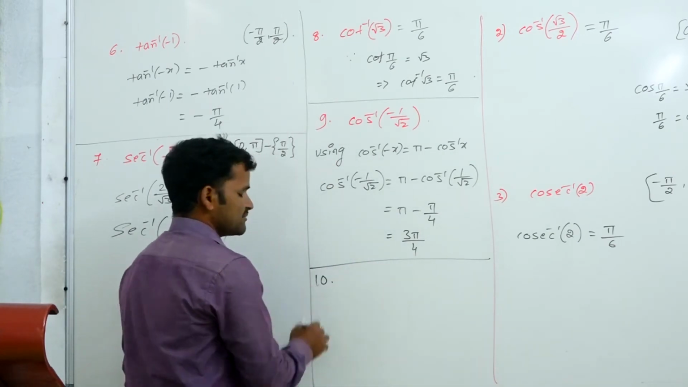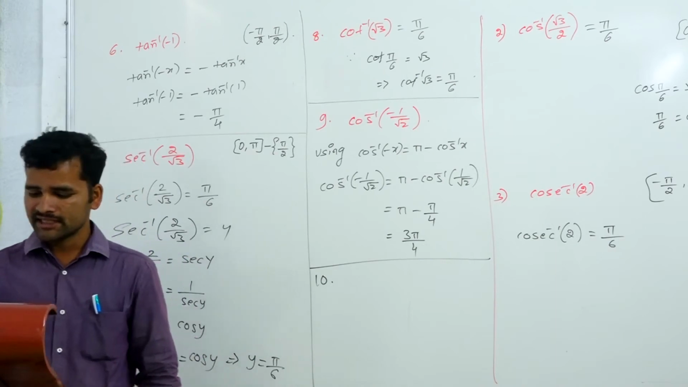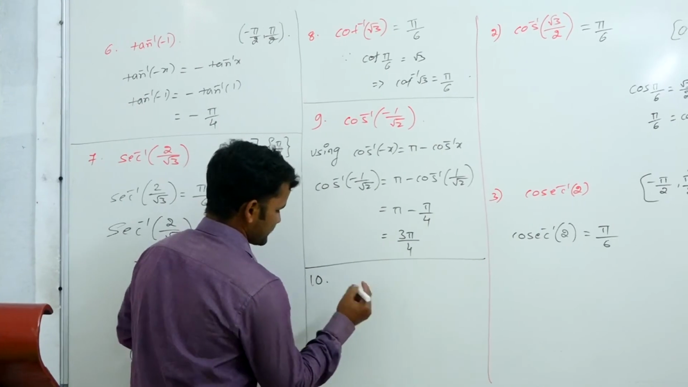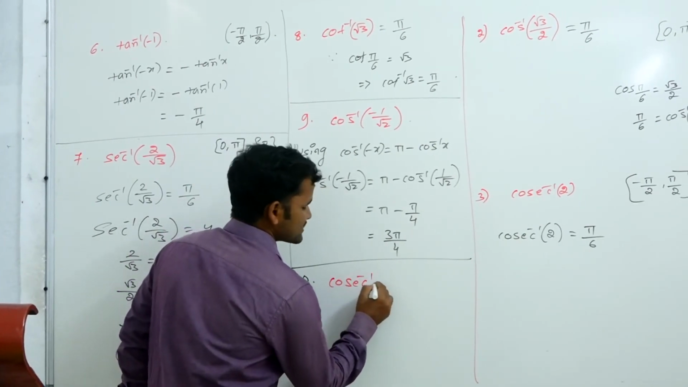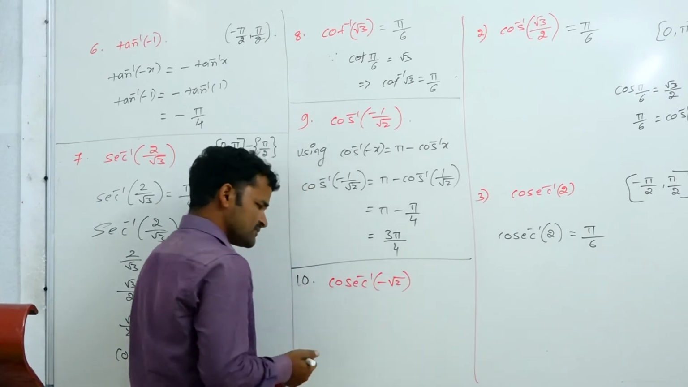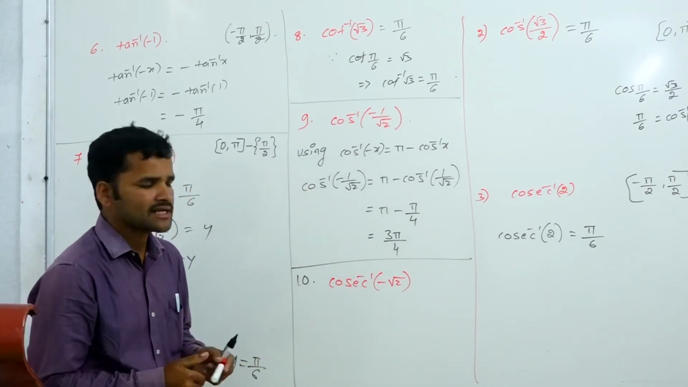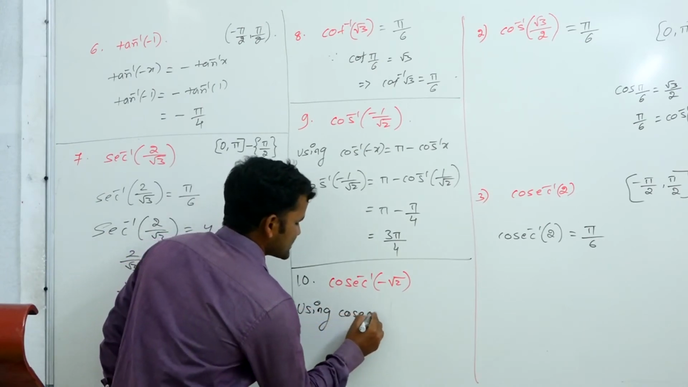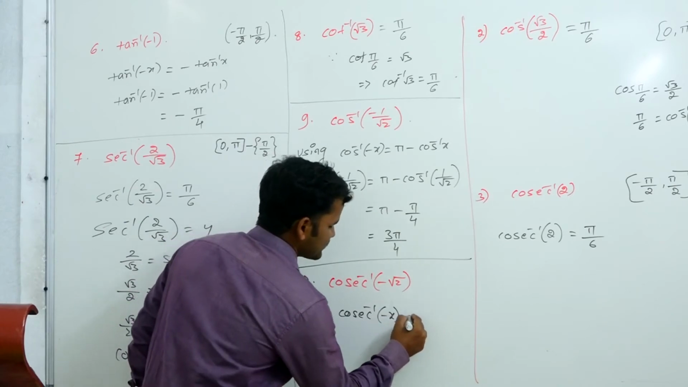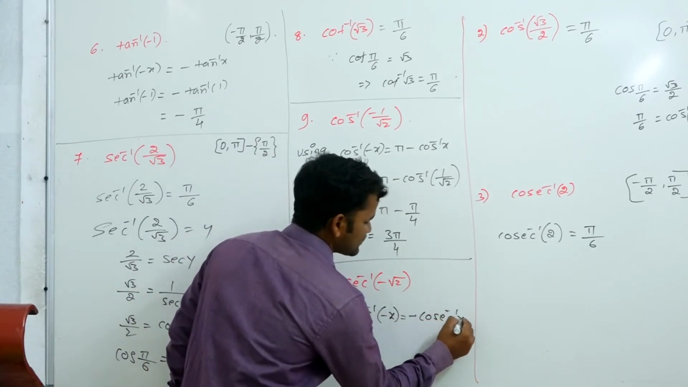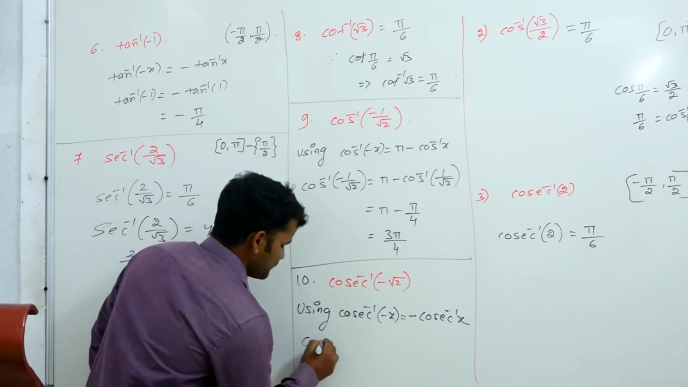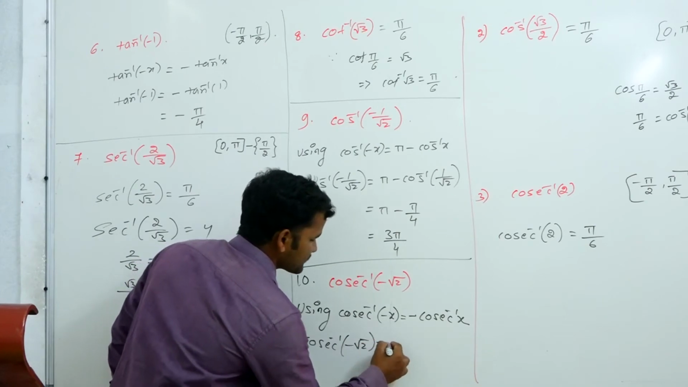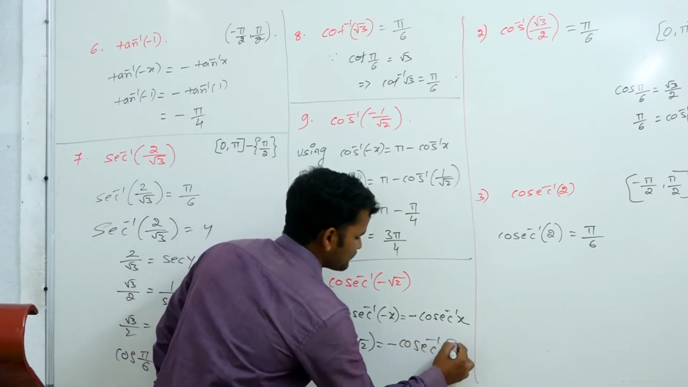Coming to question number 10 in the exercise. What is question number 10? Question number 10 is cosecant inverse of minus root 2. Cosecant inverse of a negative value, use the property cosecant inverse of minus x is equal to minus cosecant inverse of x. Okay, we have cosecant inverse of minus root 2 is equal to minus cosecant inverse of root 2.